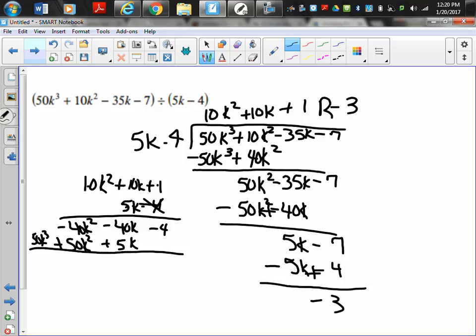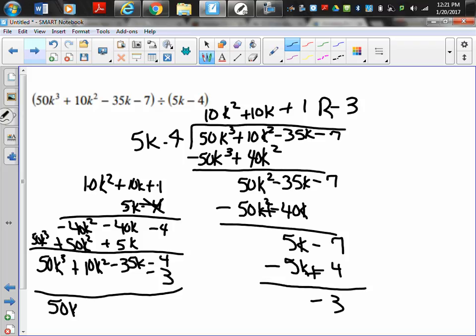So it comes out when you add it to 50k cubed plus 10k squared minus 35k minus 4. Then I have to put my remainder of negative 3 back. 50k cubed plus 10k squared minus 35k minus 7. Then we get back to what we started with.